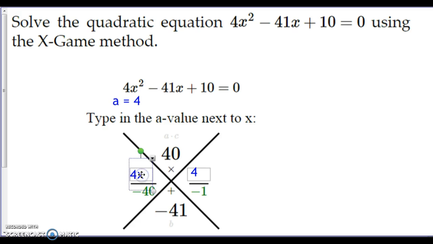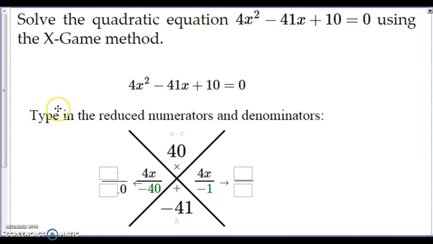Boom. And we just need one more X. So we put it here. As soon as you do that, it prompts you to do the next part of the game. Now the next part of the game says type in the reduced numerators and denominators. We have 4x divided by 40 and 4x divided by 1, negative 40 and negative 1 respectively, I should say.